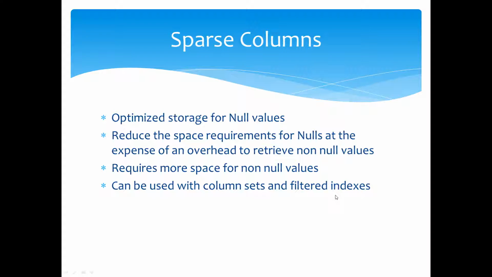Well, now you've got a really small, really lean index that's filtered, and then you've got really good winnings on your optimized storage for your null values. So you then get your speed benefits back. There we go. That's how you're going to get around the whole overhead to retrieve non-null values, if you've got a nice filtered index on the actual values that you're looking for.